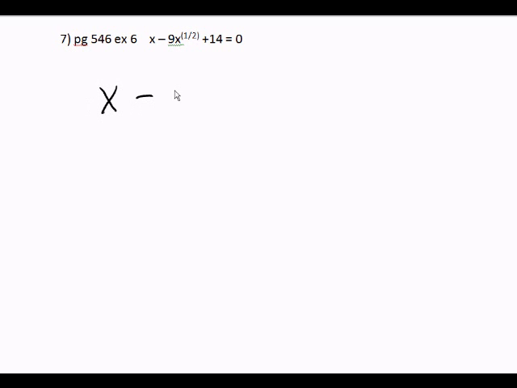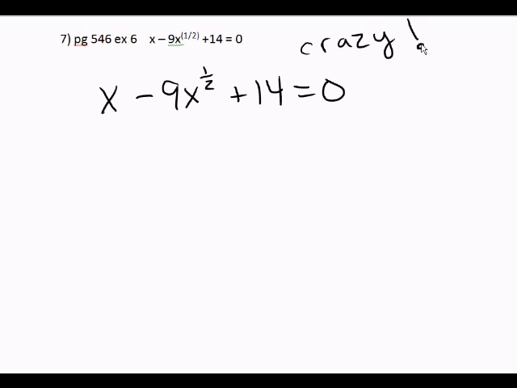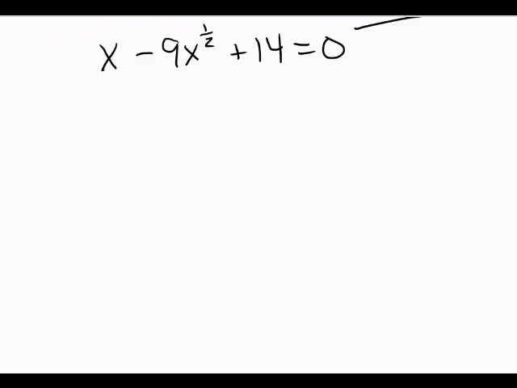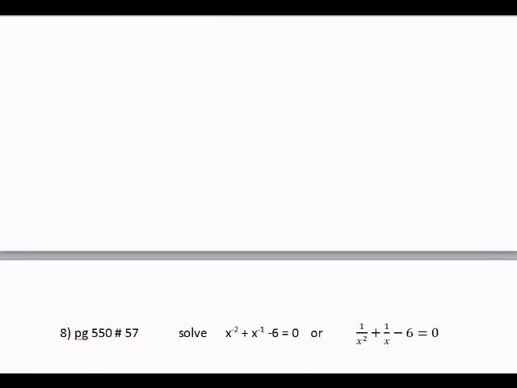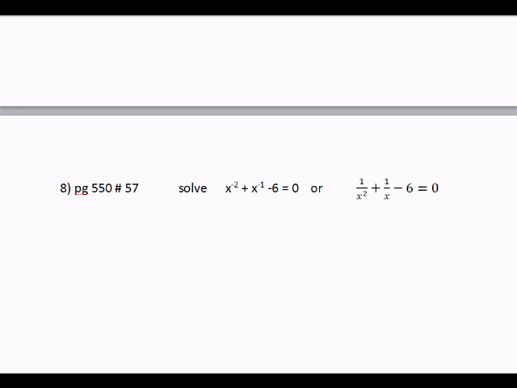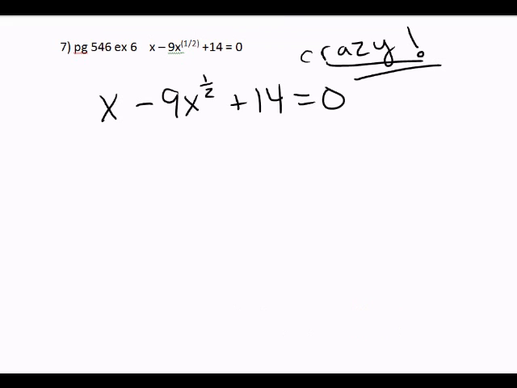Okay. So this problem looks crazy. I'm going to rewrite it. It's x minus 9x to the 1/2 power plus 14 equals 0. So this is a crazy looking problem. Now be careful. We're going to have crazy looking problems from here on out. If I go to my next problem, look at that. It's also crazy. So I'm going to show you how to do the crazy problems. We're just going to factor this. All we're going to do is factor this.